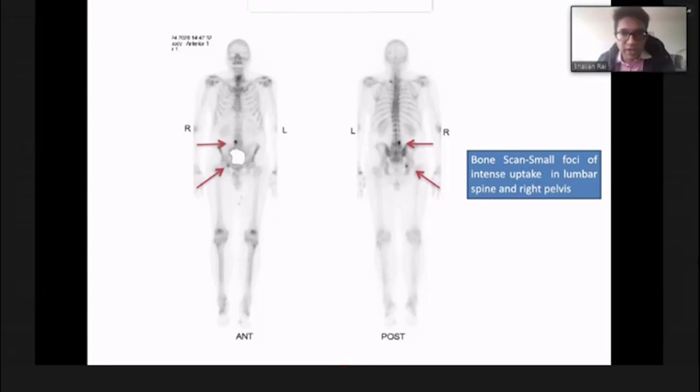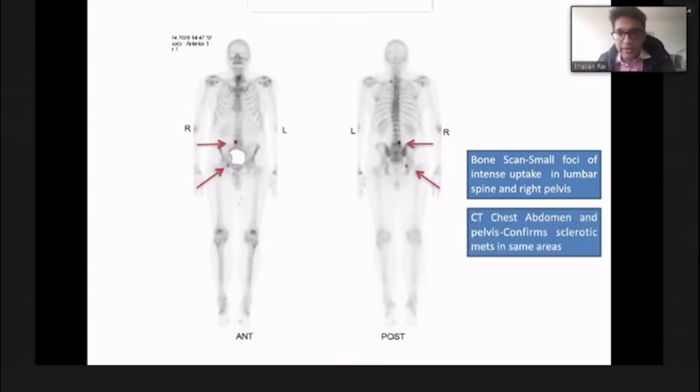Okay. So we proceeded with the CT, and this confirmed sclerotic areas in the same areas that the bone scan showed. And so by definition, this is a low volume metastatic disease. There is some variability depending on the studies that you see, but I think we're all in consensus that this is low volume metastatic disease, and this would be staged as T3A N0 M1B, because there is no visceral involvement. So M1B, B for bone, bone metastasis.